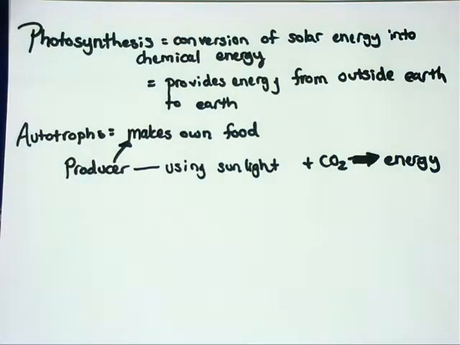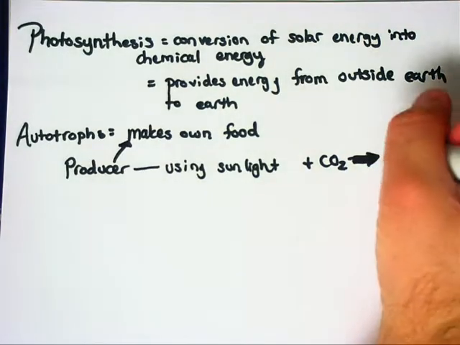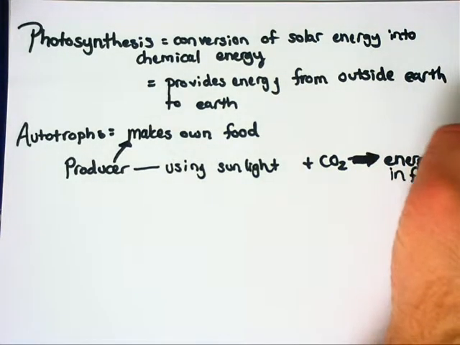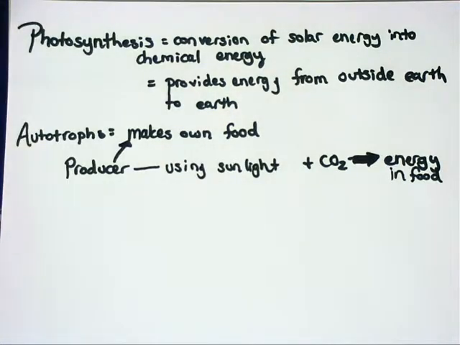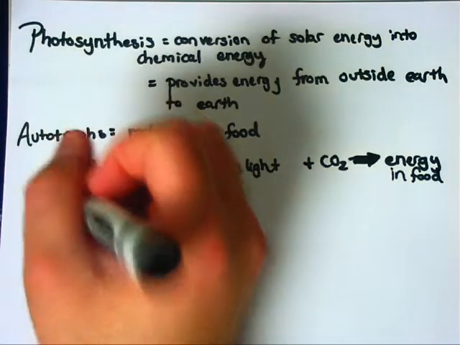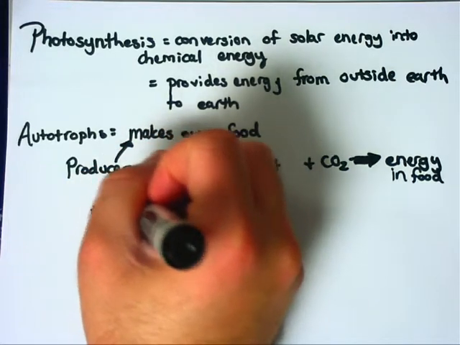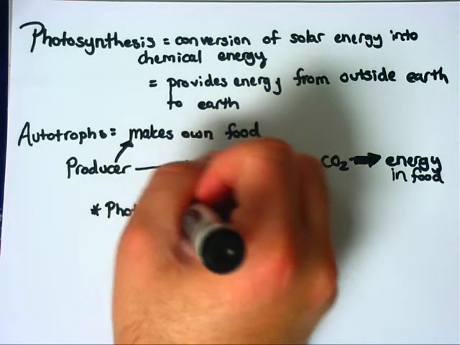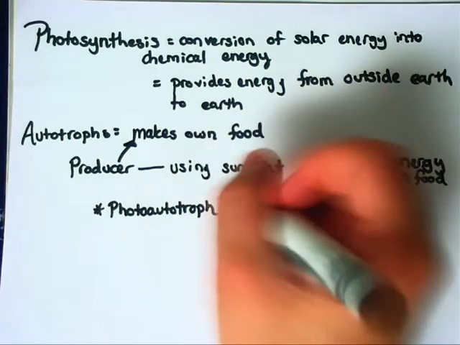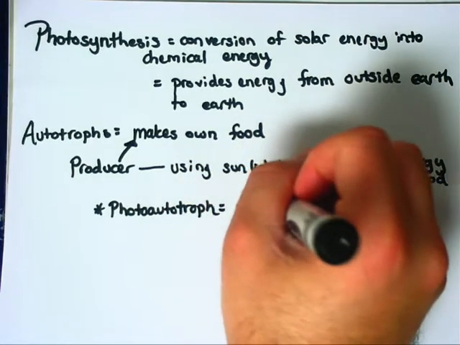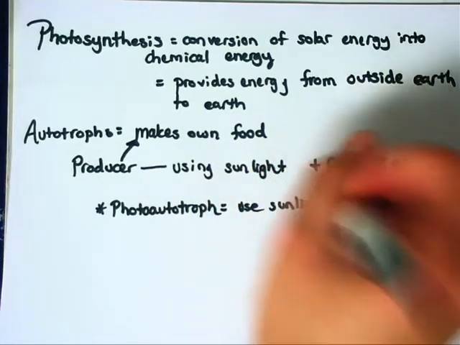And so what producers are is they're basically autotrophs that are able to use the sunlight and CO2 to produce energy, and that's energy that's stored in the end in food. More specifically, plants are a special type of producer. They're called photoautotrophs, which means they're able to use sunlight to generate their own food.